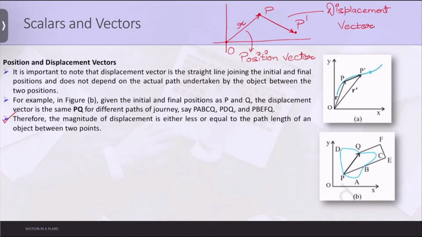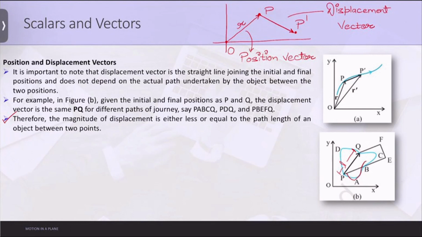Quite evident. So what is the magnitude of displacement? The magnitude of displacement, let's say in this case, is nothing but the length of this PQ. It can be seen quite clearly from the example that the magnitude of displacement is basically a length, and that length is either less than or equal to the path length of an object between two points.